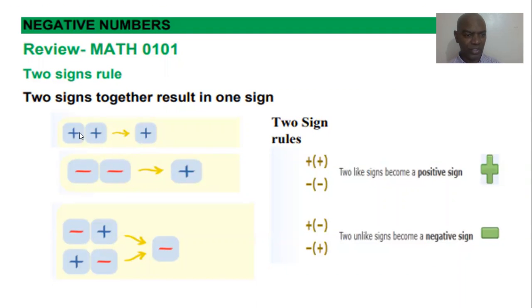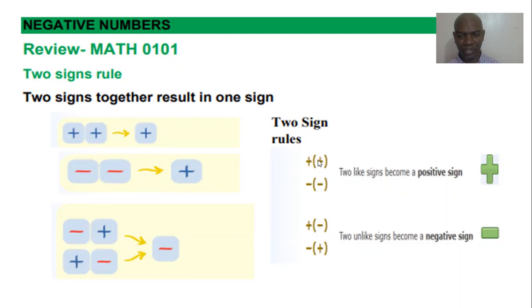So in other words, when the two signs are the same, no matter plus or negative, and they are multiplied or divided, the answer is a plus. When the signs are opposite and you are multiplying or dividing, the final answer is a minus. So a negative times a positive is a negative. A positive times a negative is a negative. Call it the two sign rule.